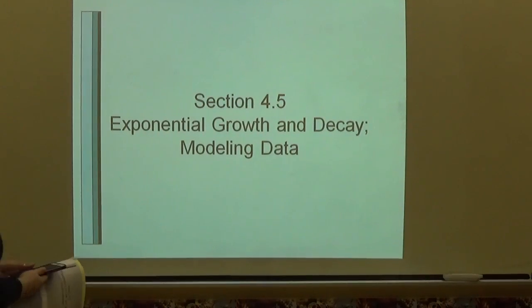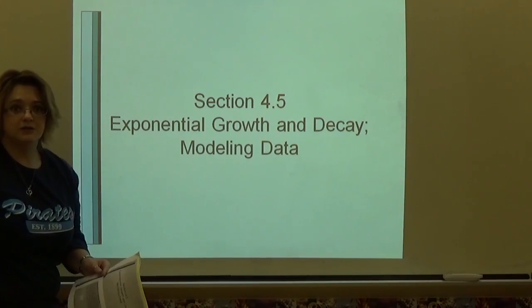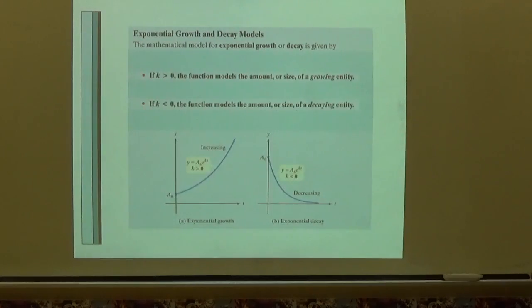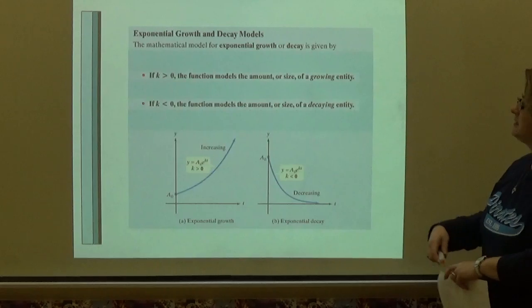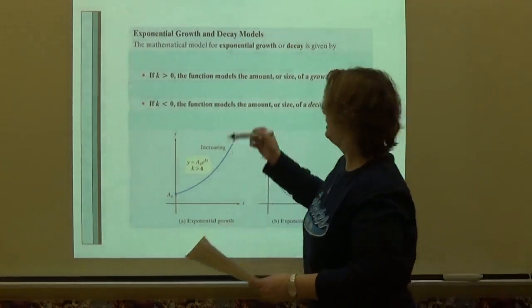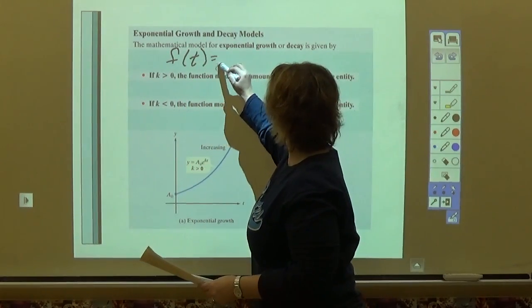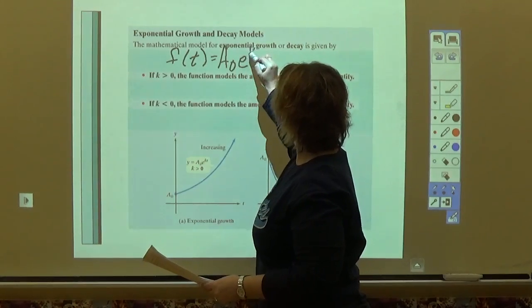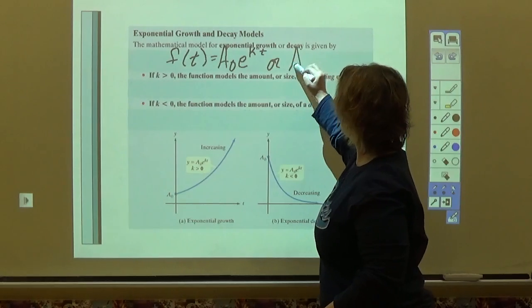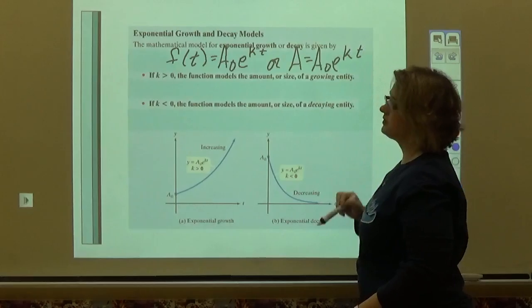Okay, today we're going to talk about exponential growth and decay modeling, which basically is just applications of exponential growth and decay. So, we have some models here. The mathematical model for exponential growth or decay is given by f of t equals a sub 0 e to the kt. Or you may also see it as just A equals A sub 0 e to the kt.